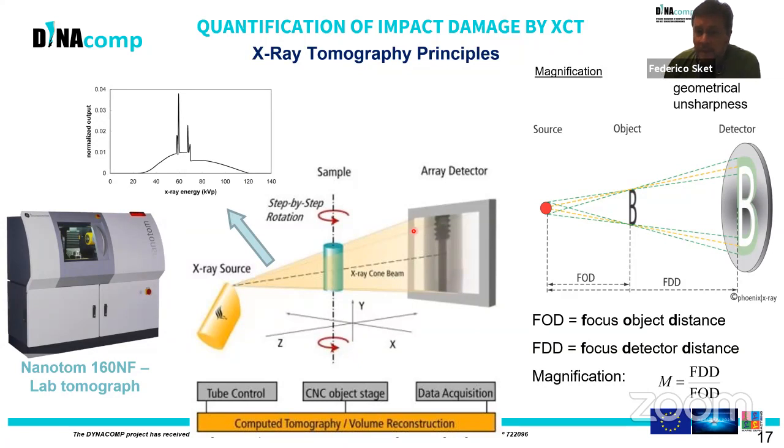Due to the geometry of the setup, which is in this case a cone beam geometry, it is possible to have magnification of the images as a function of the relative distances of the sample to the source and to the detector. The magnification can be calculated simply by this formula.